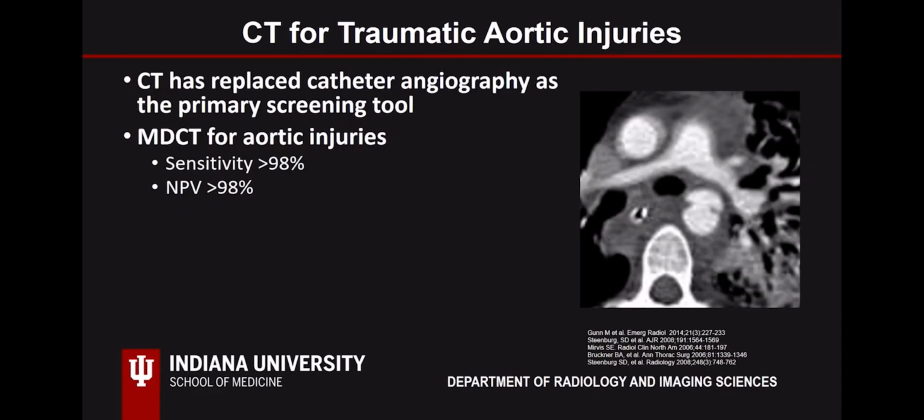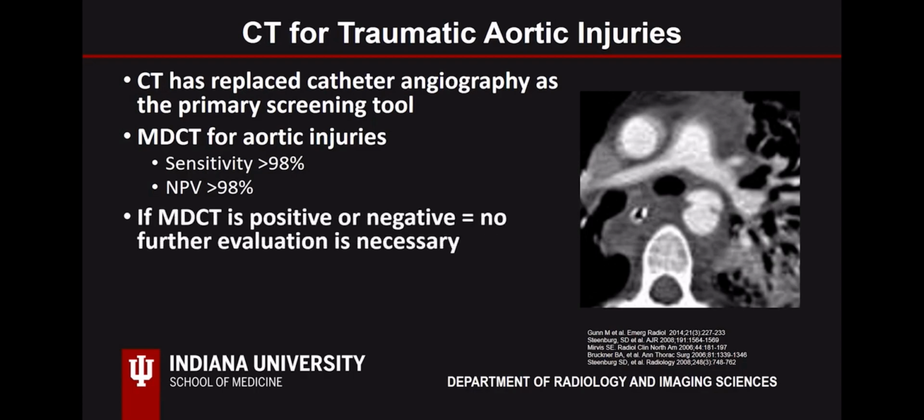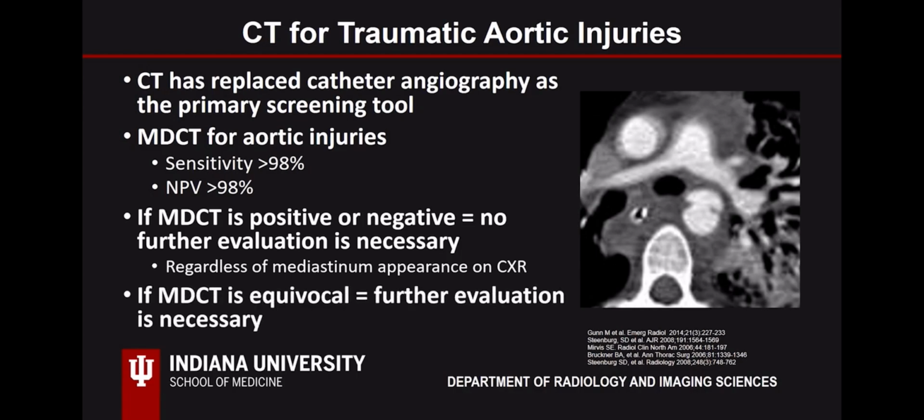Contrast-enhanced CT of the chest has effectively replaced catheter angiography as the primary screening and diagnostic tool for traumatic aortic injuries. Current CT technology for detecting and excluding aortic injuries has high performance metrics. If CT is unequivocally positive or unequivocally negative for aortic injury, then no further evaluation is necessary, regardless of what the mediastinum looked like on chest X-ray. But if a CT is equivocal for an aortic injury, then further evaluation is necessary, keeping in mind that catheter angiography will likely still be low yield, so further evaluation with intravascular ultrasound or transesophageal echocardiography or cardiac-gated CT may be warranted.